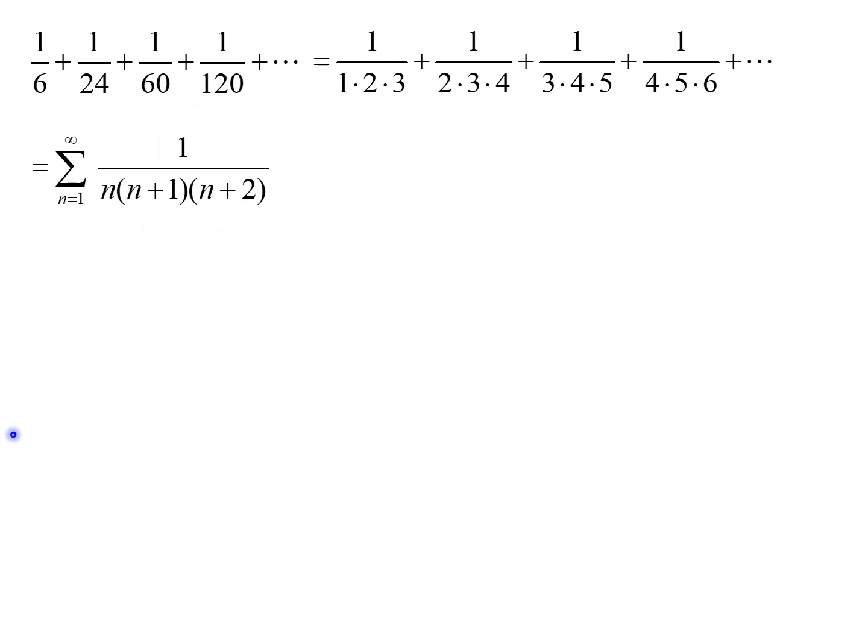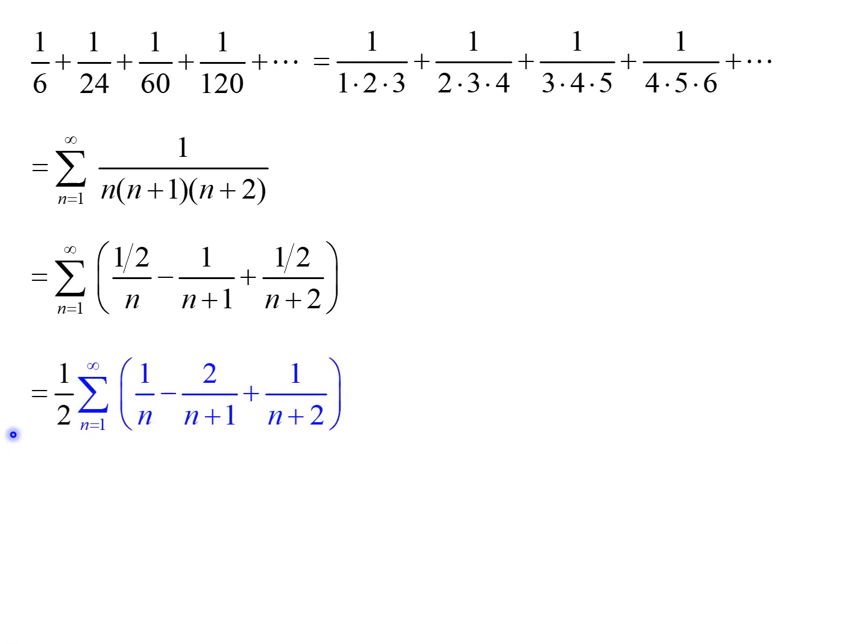Now I'm not going to write out all the work here, but it's a partial fraction decomposition of that fraction. And I end up getting 1/2 over n minus 1 over n plus 1 plus 1/2 over n plus 2. I'm going to factor a 1/2 out in front of the summation sign. And some of the stuff turned blue because I'm going to focus on that now. I just did that because I didn't want fractions within the numerators. So now that looks a little prettier.